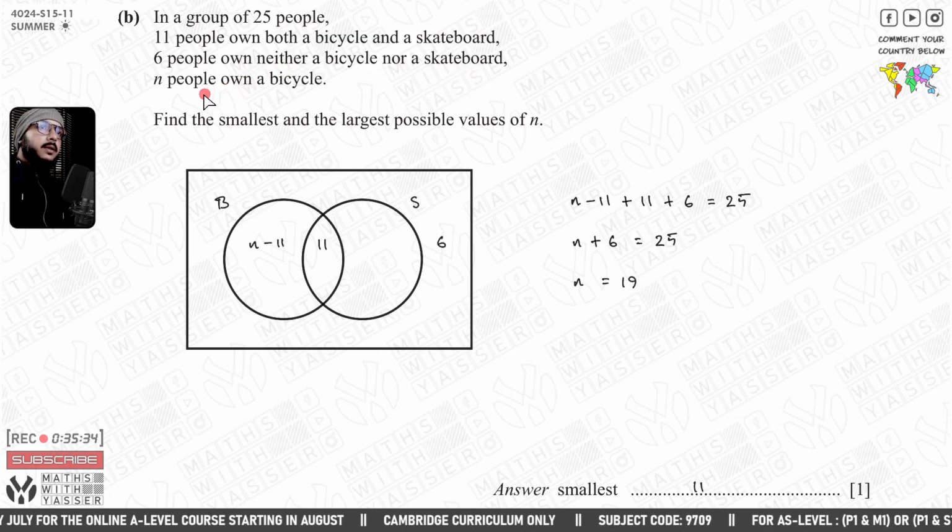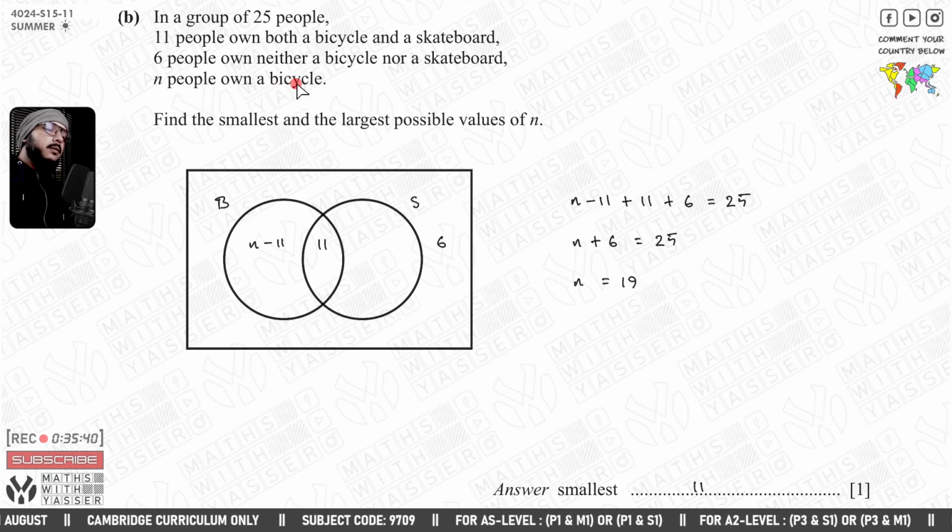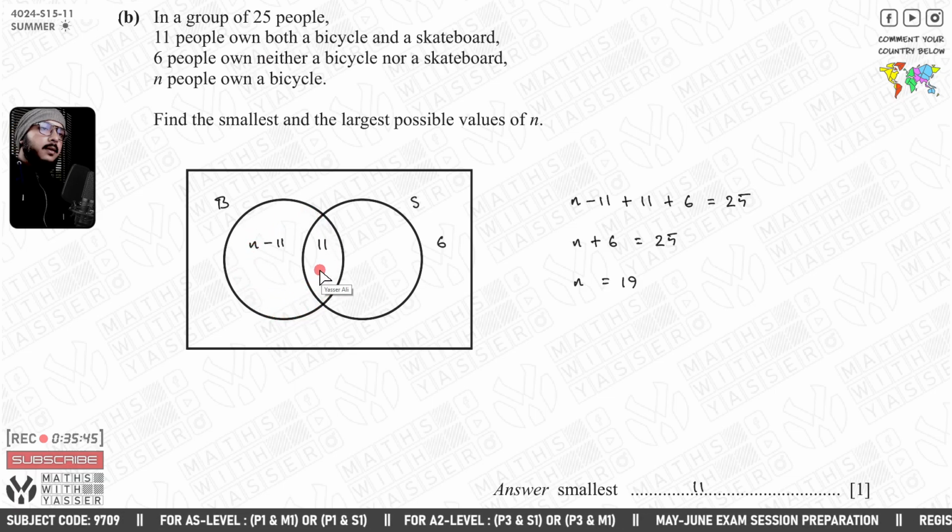Now, since it says n people own a bicycle, one of the possible cases could be, if this whole thing is n, then this will be n minus 11, which means n minus 11, plus 11 plus 6 must be equal to 25, because that is the total number of people in the group. Upon solving this equation, we get n is equal to 90, and that is the largest possible value.